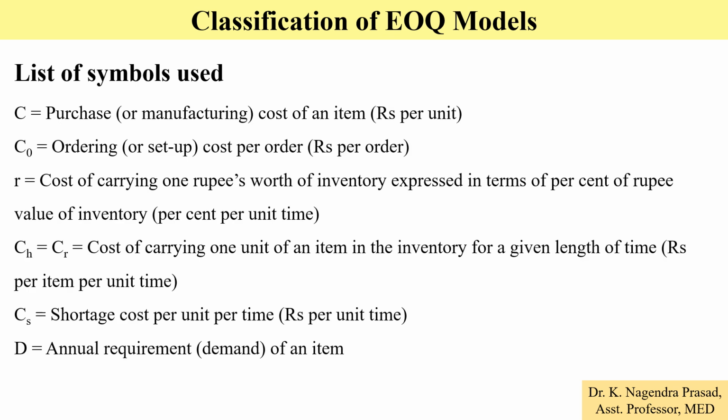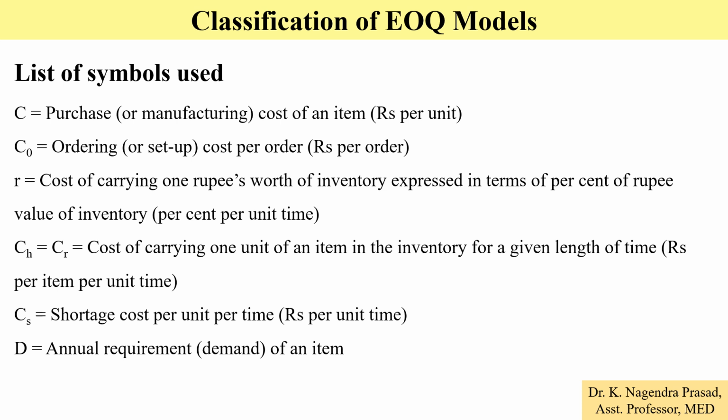First one is capital C, that is the purchase cost of an item. C naught is the ordering cost per order. Small r is the cost of carrying 1 rupee worth of inventory, expressed as a percent of the rupee value of inventory. CH, or sometimes we also use CR, is the cost of carrying 1 unit of an item in the inventory for a given length of time.